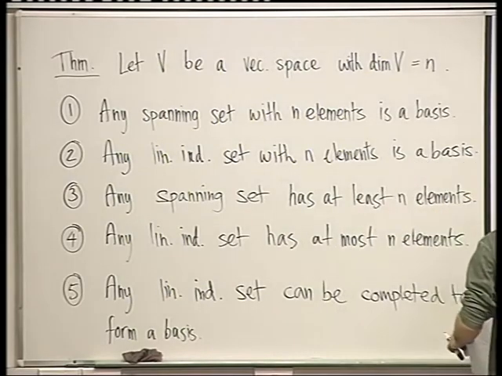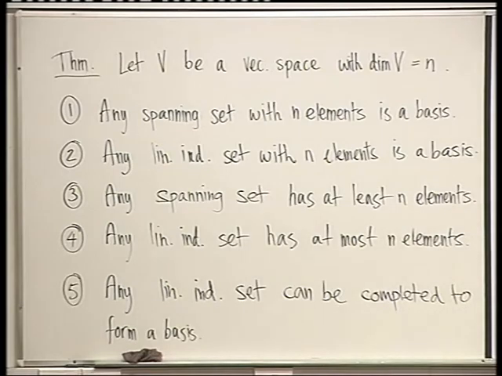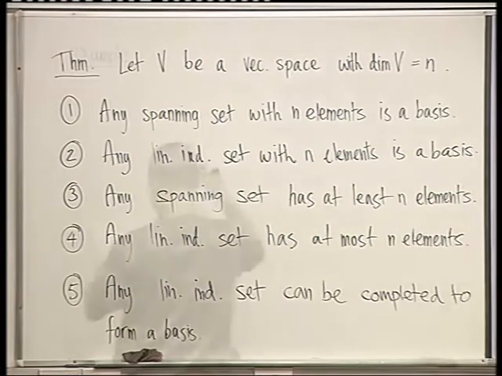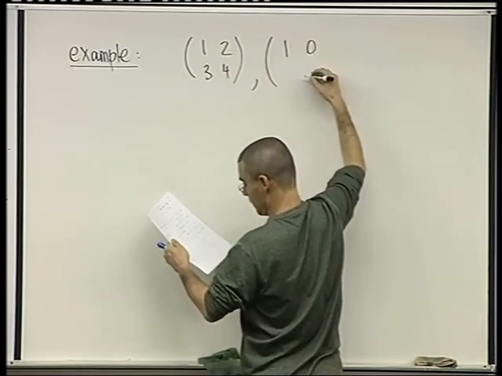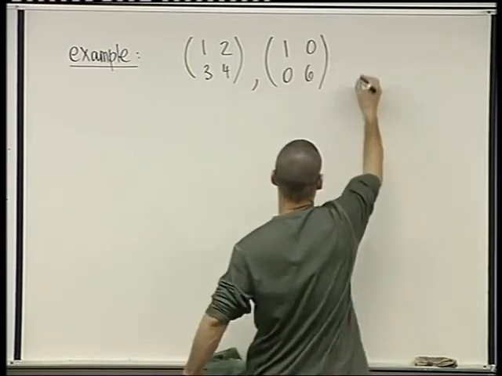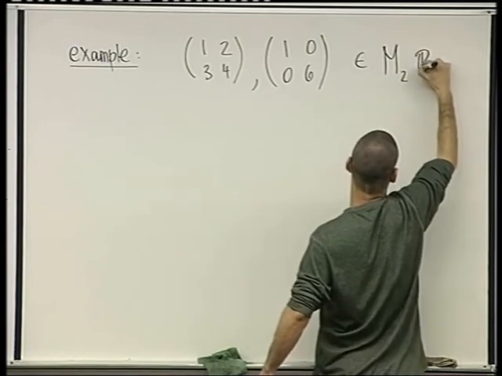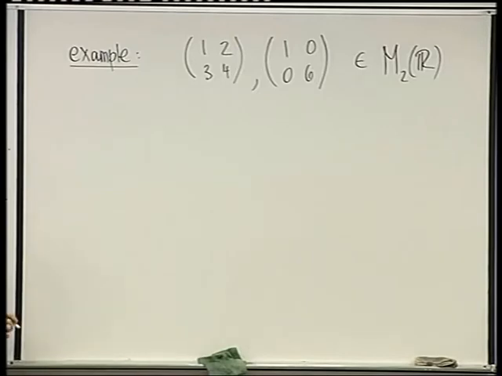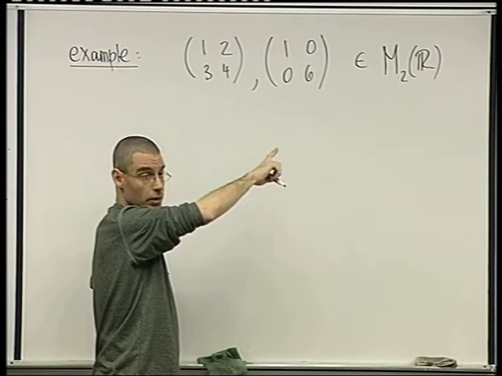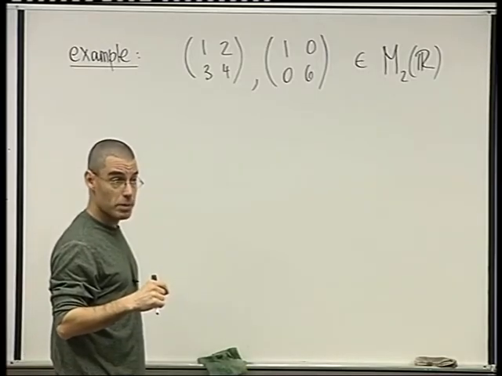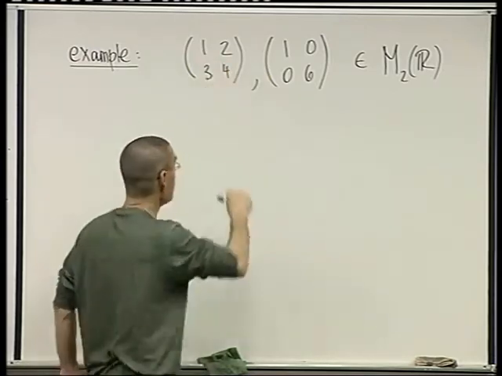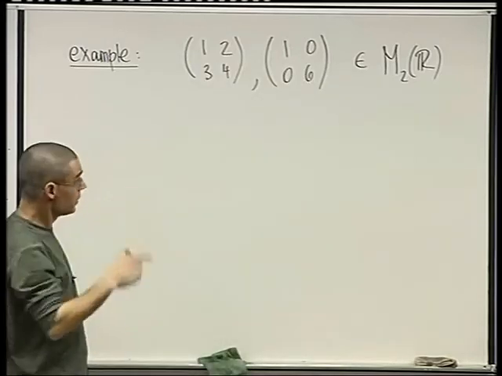Here it is. So let's erase this. So example. So let's take 2x2 matrices, 1, 2, 3, 4, and 1, 0, 0, 6. Well, let's start with 2 matrices. So these matrices belong to M2R, right? 2x2 matrices over R, okay? What's the dimension of M2R? 4, right? It's a 4-dimensional vector space. And we know that because we know what we call the standard basis. Remember those E_ij's, E_11, E_12, right? 1000, 0100, etc. Okay? So this is a 4-dimensional vector space.